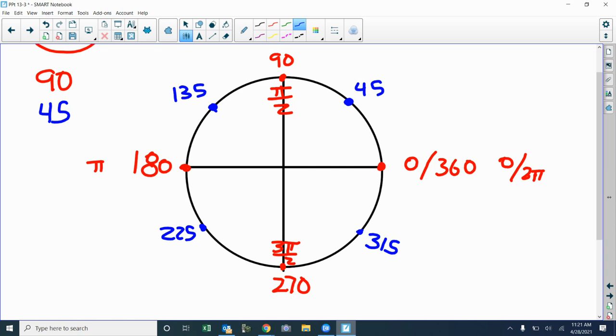Radian measurement, okay? Remember, how do we convert? We multiply by pi over 180. So 45 degrees times pi over 180, really, it simplifies to what? 45 pi over 180. Well, that is 1/4, isn't it? So your 45 is pi over 4. 1 pi over 4.